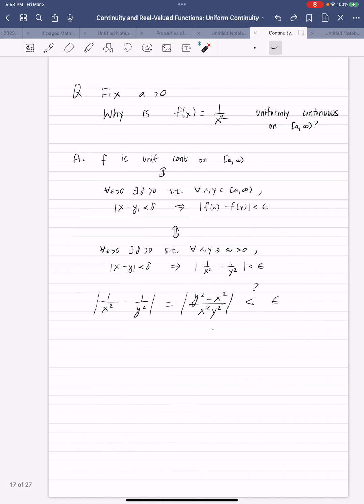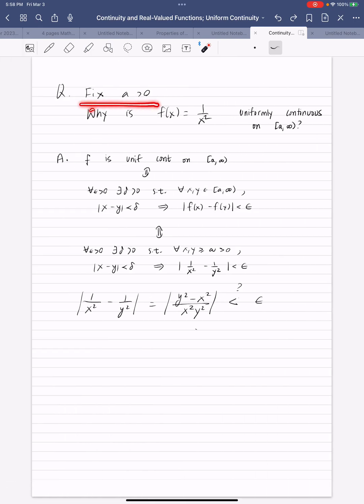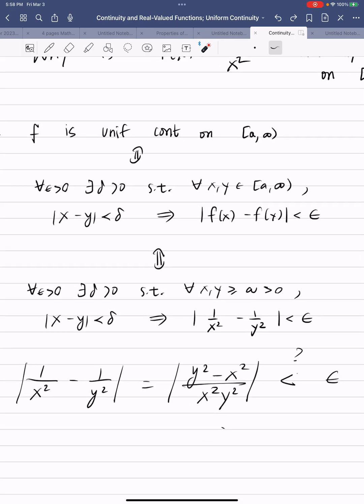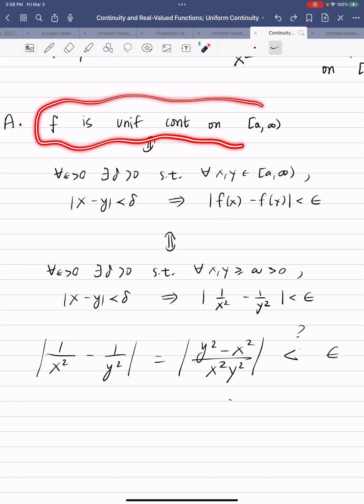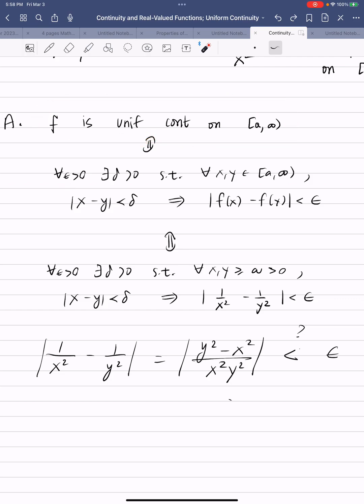So we're trying to prove that, where a is fixed and a is positive, we want to know why it is that f of x equals 1 over x squared is uniformly continuous on this unbounded set. So let's go back to the definition. The definition says that f will be uniformly continuous on that set if and only if, for every epsilon greater than 0, there exists a delta greater than 0, such that for all x, y, whenever the distance between x and y is less than delta, the distance between f of x and f of y is less than epsilon.